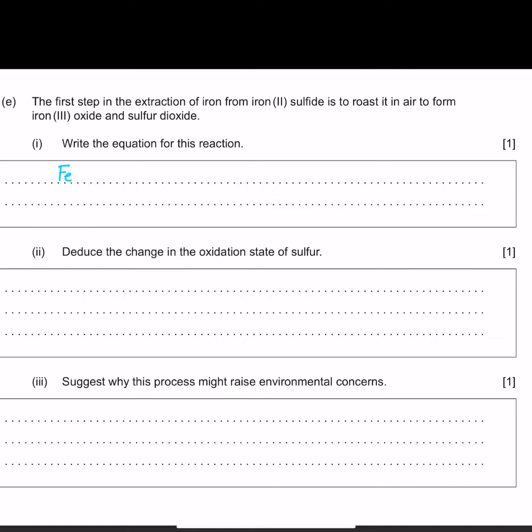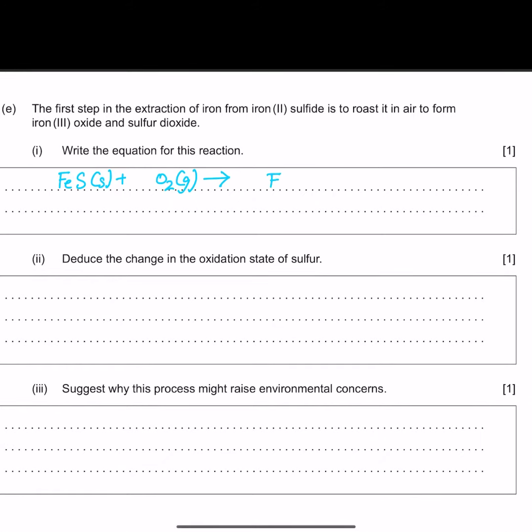So iron(II) sulfide is FeS and it's generally a solid. It is roasted in air. In air, O2 is the most reactive substance, so obviously it reacts with O2. The products would be Fe2O3, which is iron(III) oxide, a solid, and we have SO2 gas. Now we have to balance this reaction.